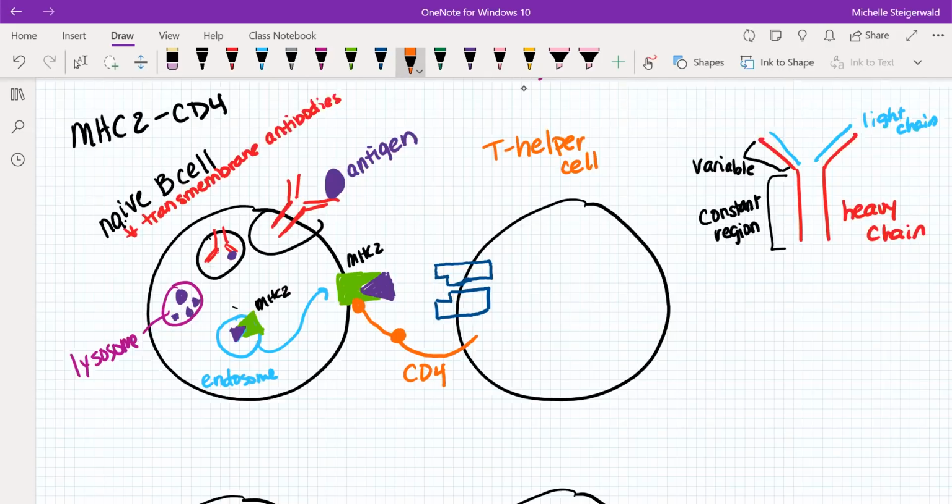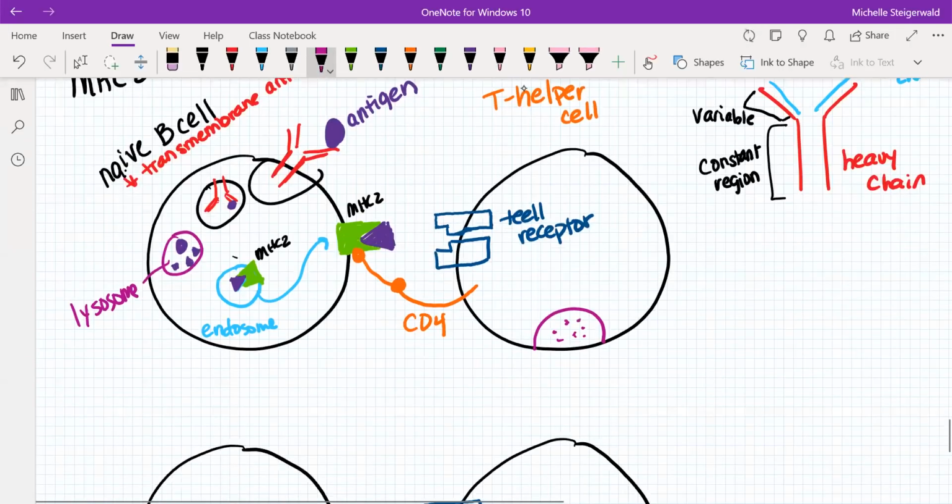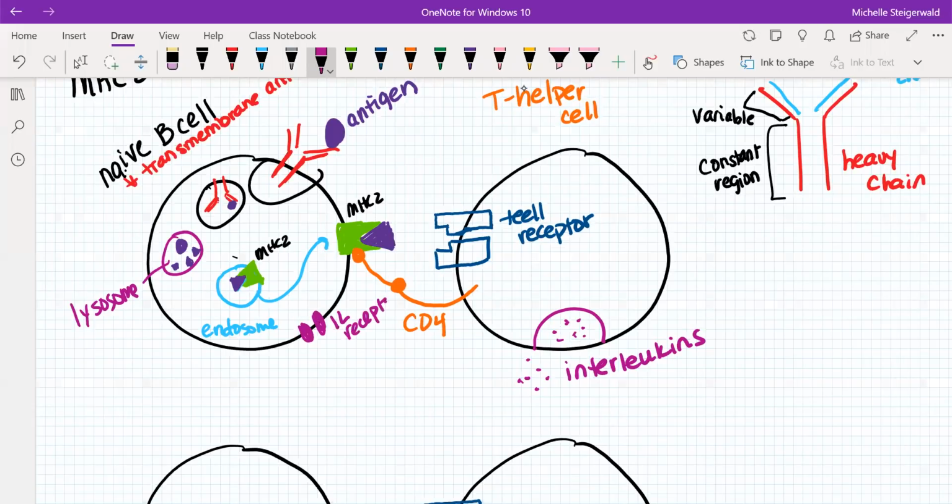It'll pull it close enough together. And if it so happens that this T cell receptor recognizes that antigen fragment, it's going to stimulate the release of these vesicles, and the molecules that are in this vesicle are called interleukins. These are another type of cytokines, signaling molecules. They will now come over here and bind to an interleukin receptor.